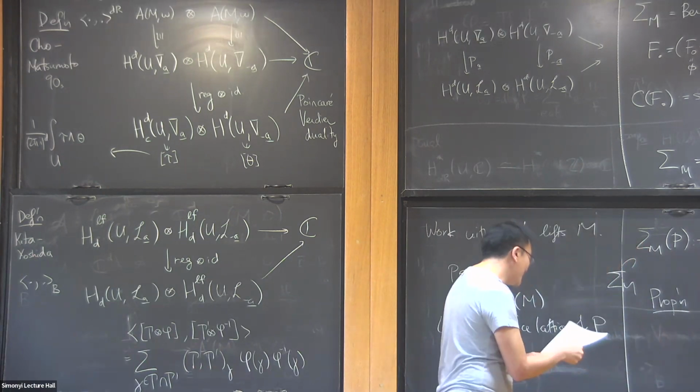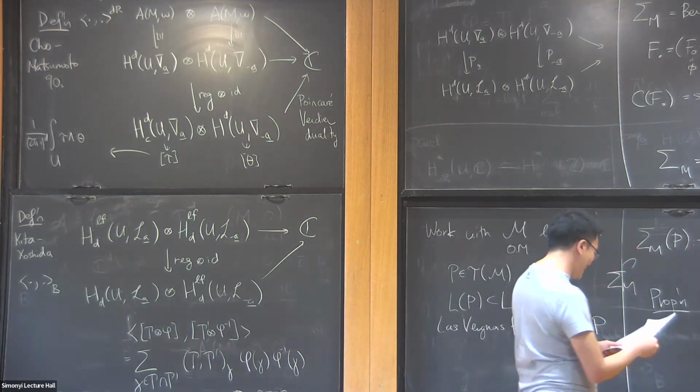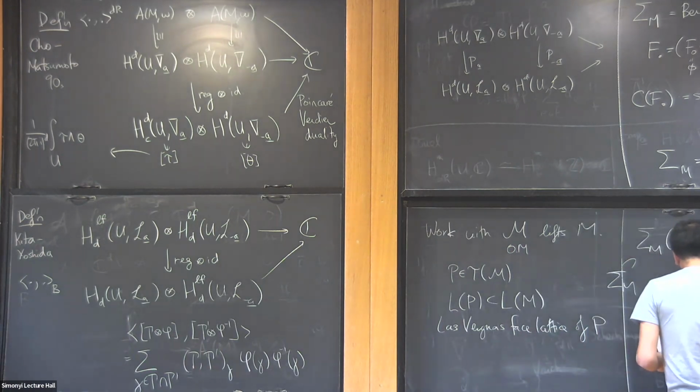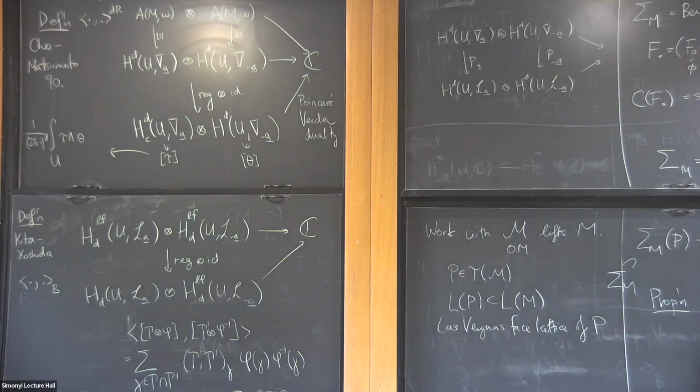So a little proposition is what happens if you give me two topes and you ask how these pieces inside the Bergman fan intersect.